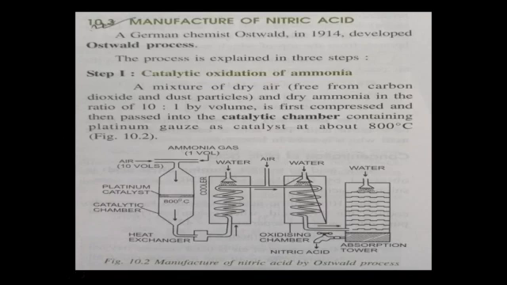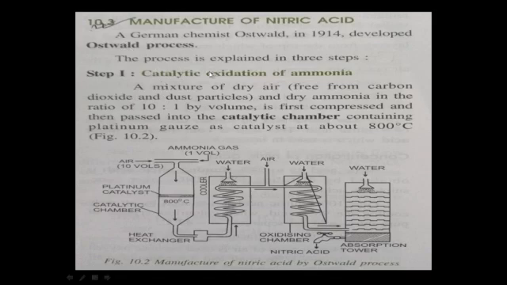Then manufacture of nitric acid. A German chemist Ostwald in 1914 developed Ostwald process. The process is explained in 3 steps. Step 1, catalytic oxidation of ammonia. In step 1, regarding this manufacture of nitric acid, we need to deal with the equations only, equations with conditions where applicable. So we will not go in detail regarding the procedure, so we'll go for the equations. So this step number 1 for the preparation of nitric acid using Ostwald process is catalytic oxidation of ammonia.